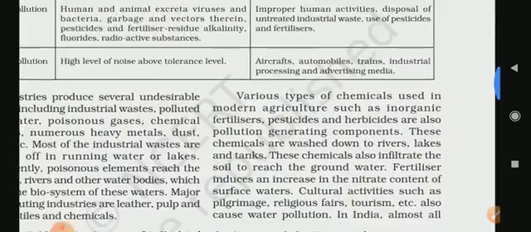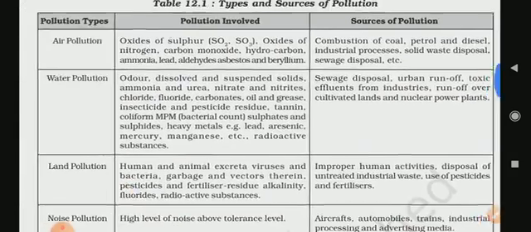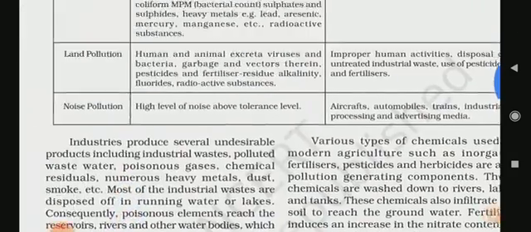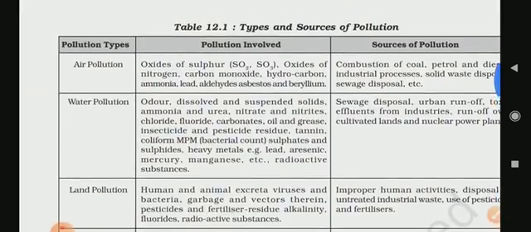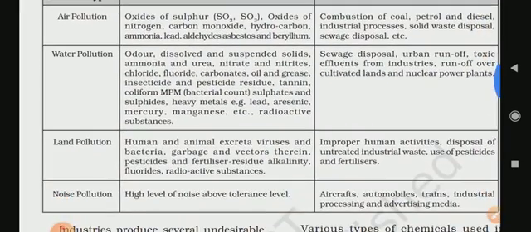Now students, next there is a table. You have to study this table. Here you can see everything I mentioned, like pollution types: air pollution, water pollution, land pollution and noise pollution.